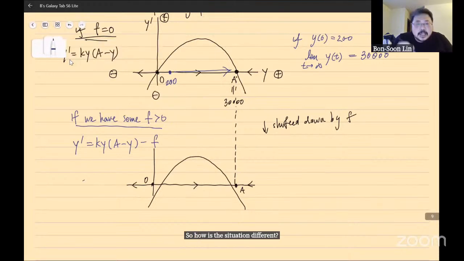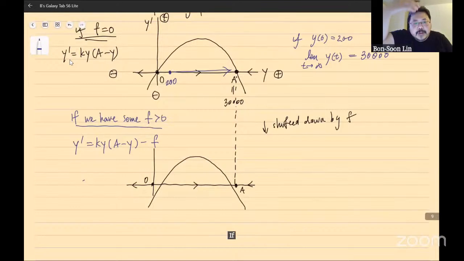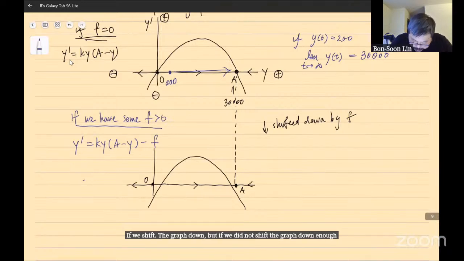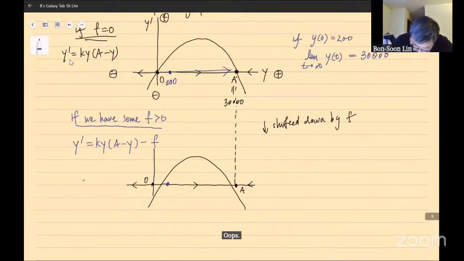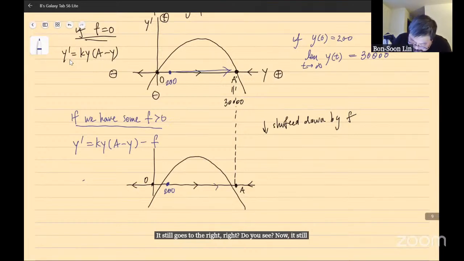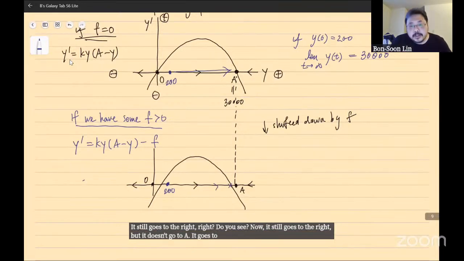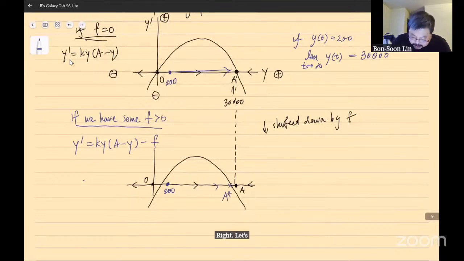Well, if we shift the graph down, but we did not shift it down enough so that 200 is still here, what will happen in this case? So A is stable. It still goes to the right, right? Do you see? It still goes to the right, but it doesn't go to A, it goes to this other equilibrium. Let's call this A star or something.